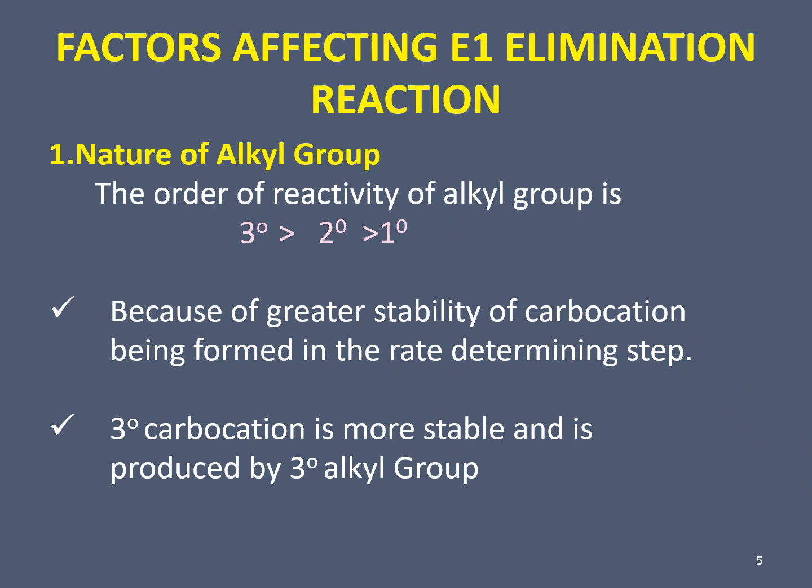When we discussed E2 elimination reactions, there also the order of reactivity was the same, but we considered this as a factor because it increased the stability of the alkene formed. That is, highly branched alkenes are more stable when compared to less branched alkenes. But in the E1 elimination reaction, this favors the rate of the reaction because of the greater stability of the carbocation being formed in the rate determining step, and the tertiary carbocation is more stable and it is produced by a tertiary alkyl group.